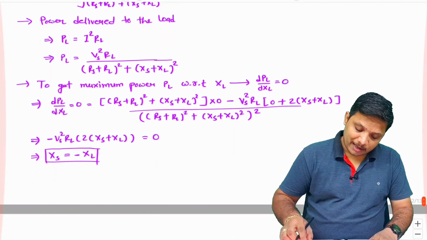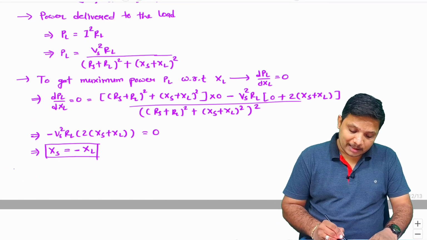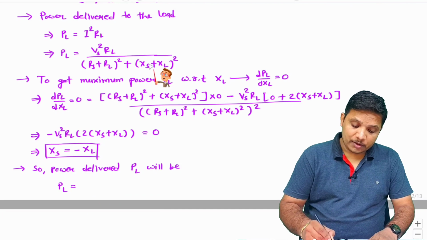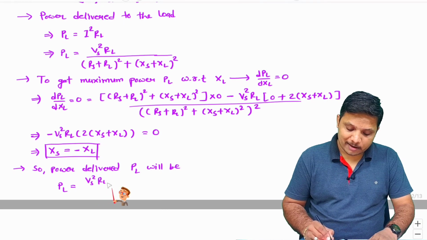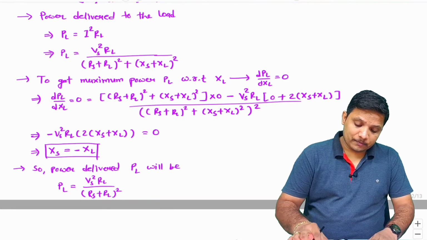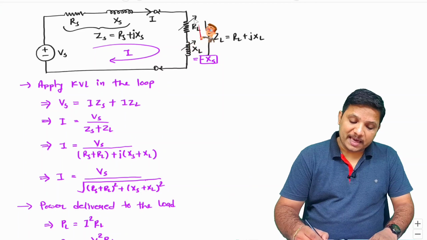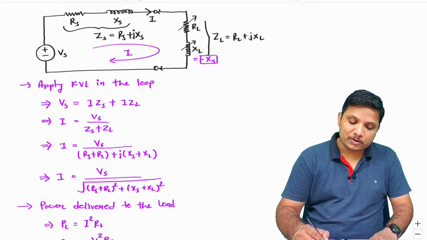Now if you substitute XL equal to minus XS in this power delivered to the load, then the modified power delivered will be, you see this term will get cancelled, and that will be Vs square RL divided by (Rs plus RL) square, right? Now what we will be doing is, we will try to identify the value of PL maximum with respect to RL. So to get it, all we need to do is differentiate PL with respect to RL, and that should be equal to 0.